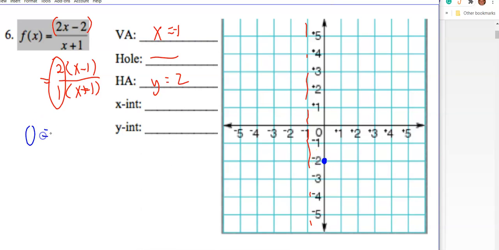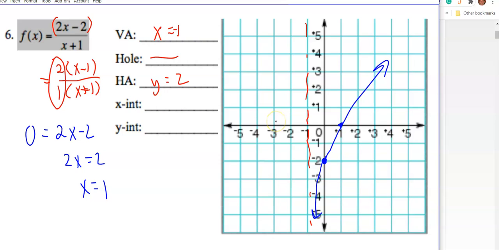Plug in 0 for y. The numerator is 2x minus 2, so 2x equals 2, so x equals 1. Right there, so the graph is definitely connected there. Looks like it's definitely approaching the asymptote as it goes down. It's kind of going that way. I don't know what's happening over here. It doesn't touch the x-axis. Wow, that's really weird.